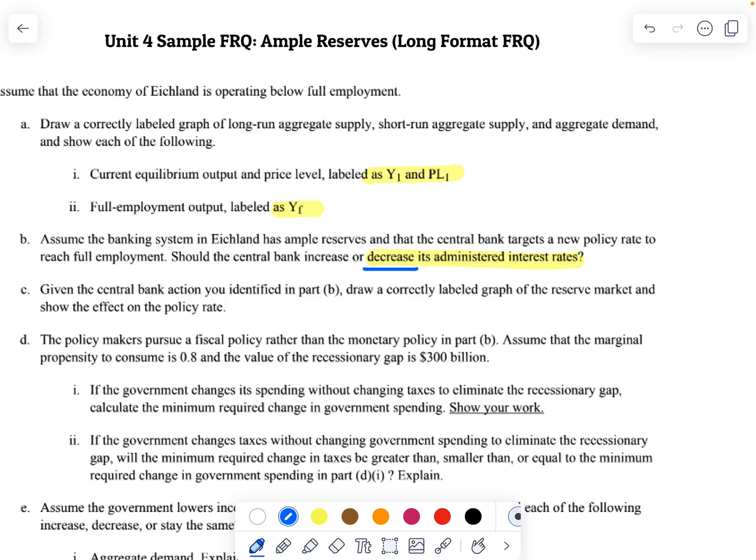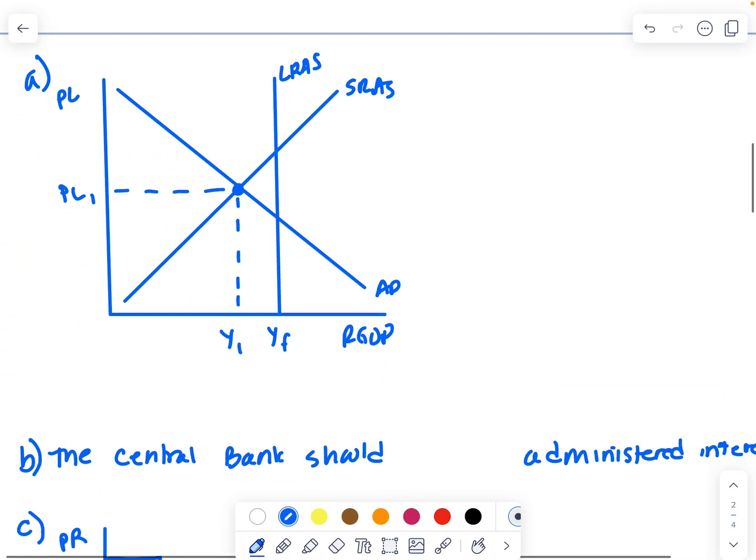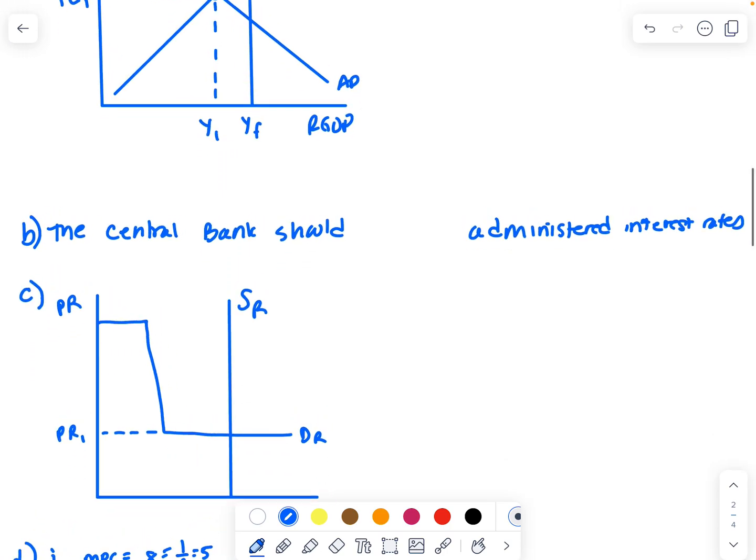And then you'll notice in part C, we have to graph that. So I'm going to hop down here and do both of those tasks at once. The central bank should decrease administered interest rates. And again, that is going to incentivize borrowing. Now we have to graph it.